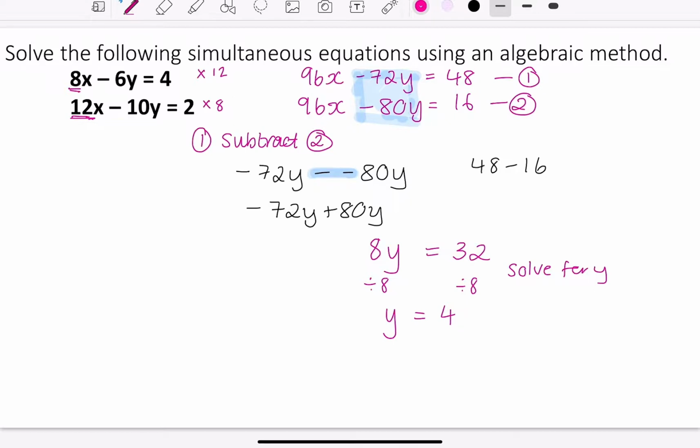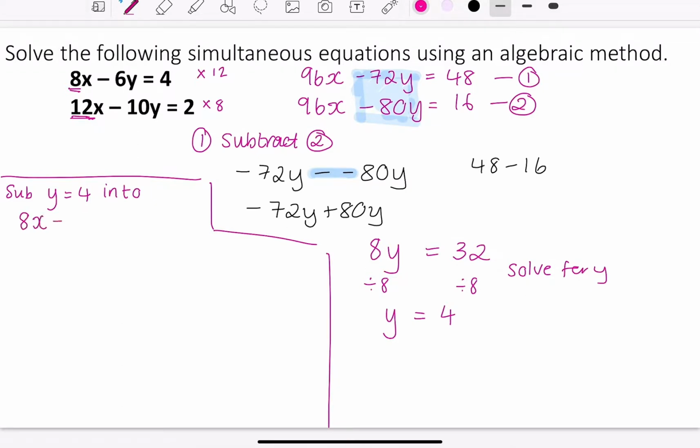What we then need to do is find our value for x. I'm just going to draw a space here for us to do so. So we're going to substitute y equals 4 into an equation. Always, as a rule, to make your life a little bit easier, pick the first equation you are given. So we're going to substitute that into 8x minus 6y is equal to 4. And that's what we're going to substitute our value into. So substituting it in, we're going to get 8x, take away 6 times 4, is equal to 4.